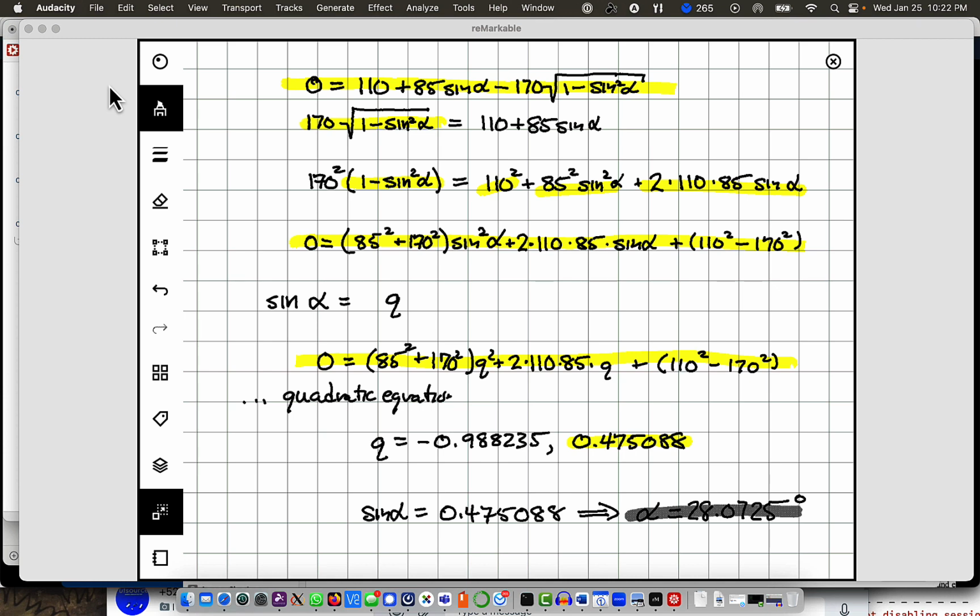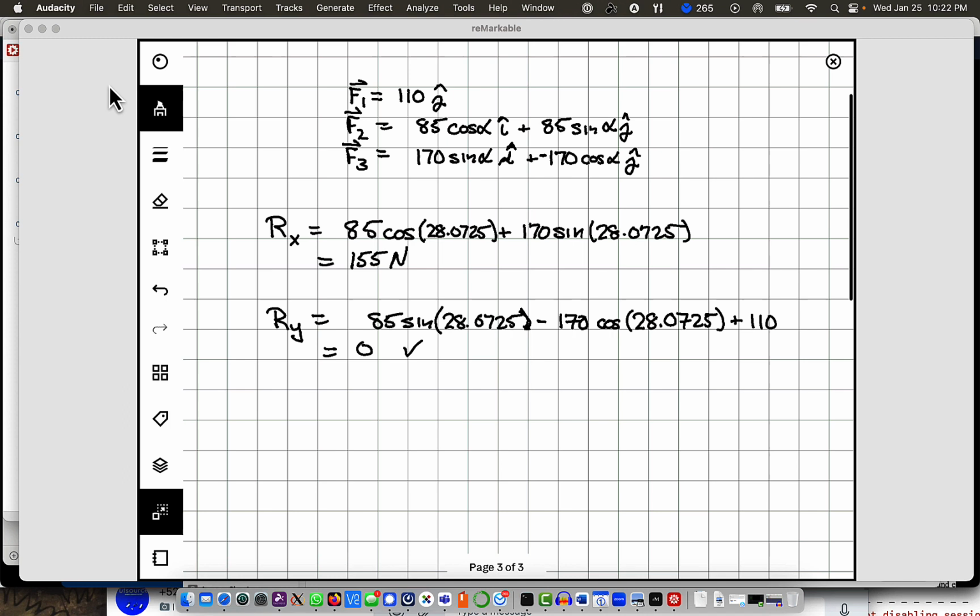Alpha is 28.0725 degrees. Okay, so it's a technique for being able to turn everything into an equation for just the sine of alpha. Okay, so now we know the alpha.